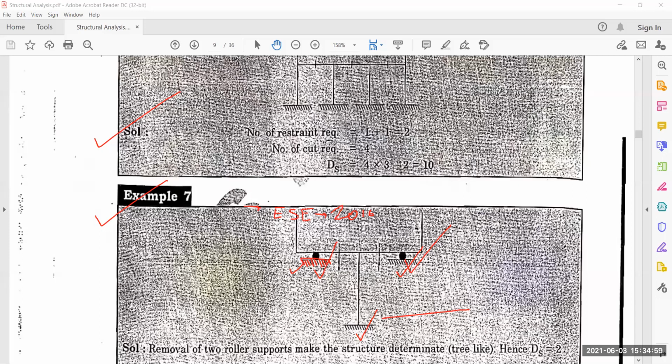And for every internal hinge, I give you the formula m dash minus 1 for the 2D case. M dash is equal to the number of members meeting. So m dash is equal to the number of members meeting minus 1. You get RR for the internal hinge. RR is equal to 1 for shear release. RR is equal to 1 for axial release.